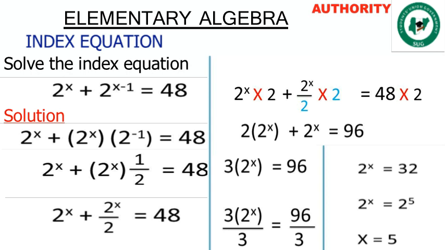So these bases can cancel. We have x is equal to 5. All right, so our solution is x is equal to 5. You can substitute your value in above and solve and see if it is correct.